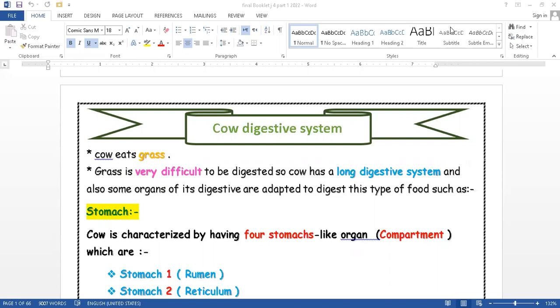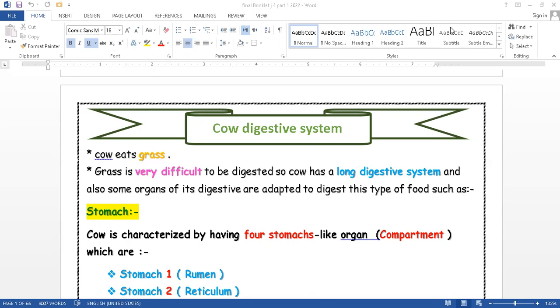To know how we can adapt with the environment, we need to know what is the environment that surrounds the living organisms, to solve how we can adapt with it. So cow eat grass. The problem here is that grass is very difficult to be digested by using the normal digestive system, like the digestive system for the human. To digest the grass, we need a long digestive system. So cow adapt with eating grass by having a long digestive system.